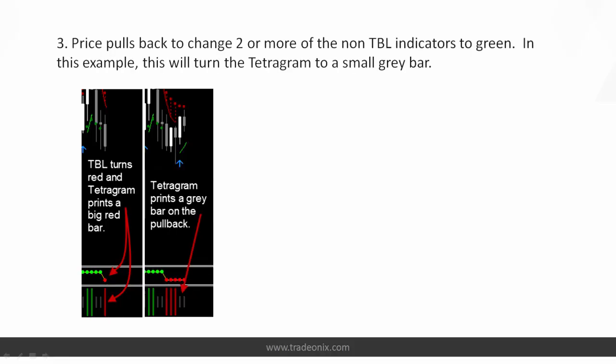Price pulls back to change two or more of the non-TBL indicators to green. In this example, it will turn the tetragram to a small gray bar.